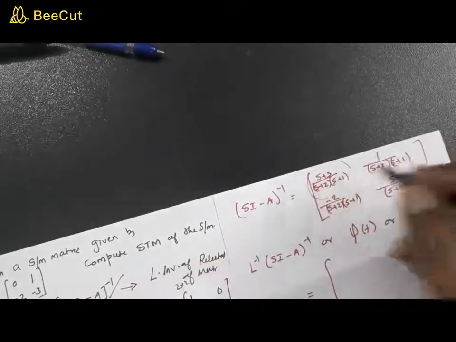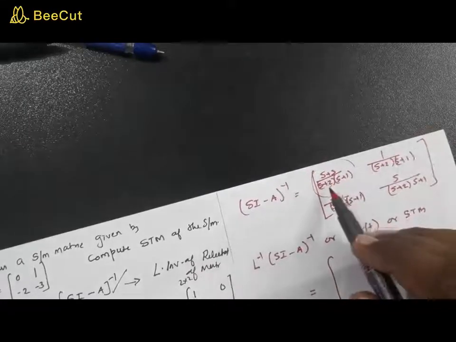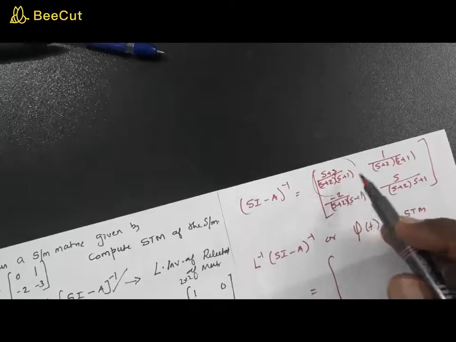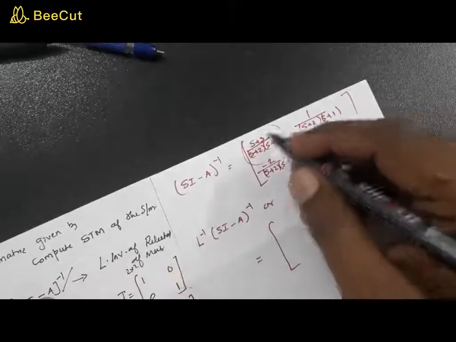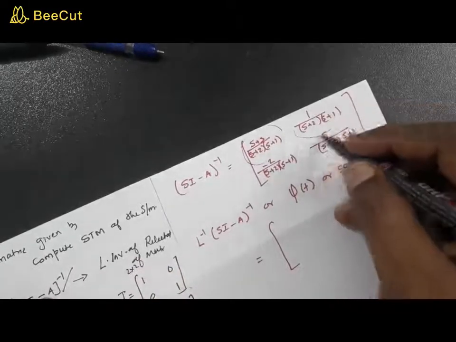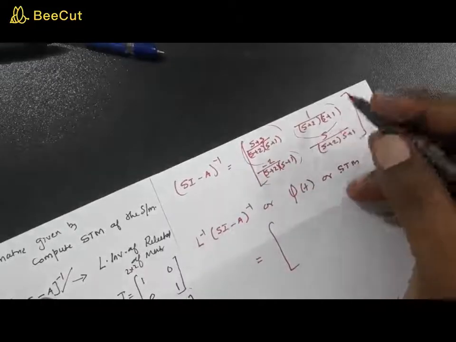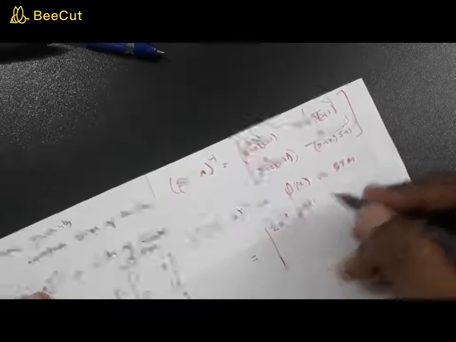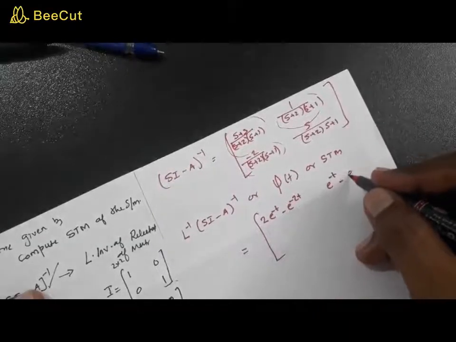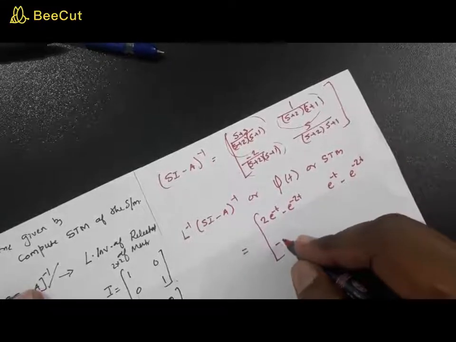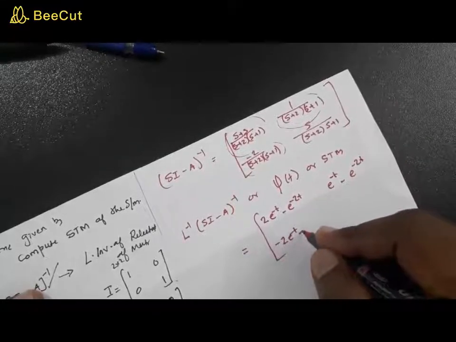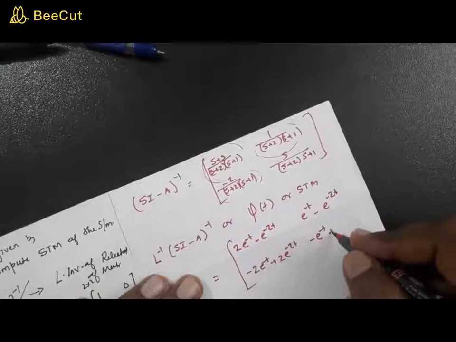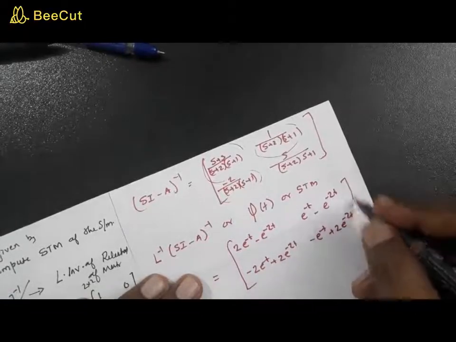So consider each element separately, and you know how to find (s+3)/((s+2)(s+1)) by partially resolving it. You may do that by yourself, resolving each term partially, and you will get 2e^(-t) - e^(-2t), then e^(-t) - e^(-2t), then -2e^(-t) + 2e^(-2t), and this will be -e^(-t) + 2e^(-2t). Okay, hope you have understood.